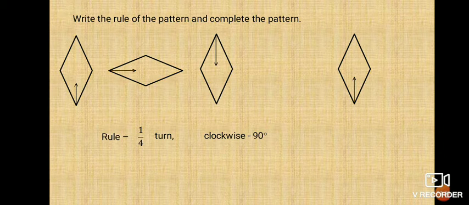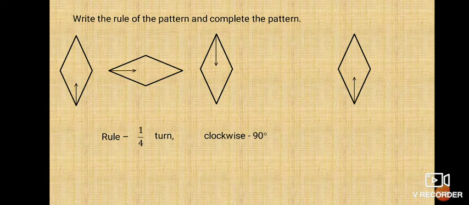So we will talk about the rule, because the question says write the rule of the pattern. So the rule is 1/4 turn. If you observe carefully, the arrow is moving by 1/4. The turn is 1/4. It is moving by 1/4 in clockwise direction, which means it is moving by 90 degrees. The 1/4 of 360 is 90 degrees, as we learnt during the class time.